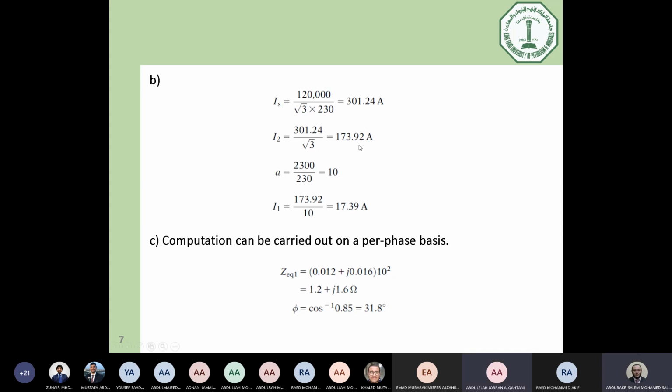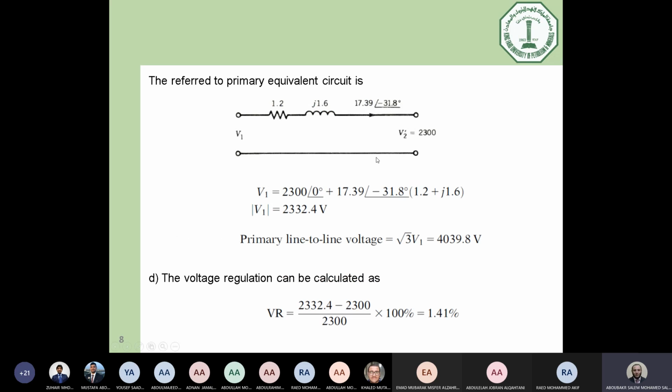Okay, guys? Yes, yes. So this is the current we need, and the angle should be obtained from the power factor. What is the power factor? 0.8 lagging, 0.85. Okay. So we can consider the angle equals cosine inverse 0.85, and this will be the angle of the current. As you can see, we consider the voltage of 2300 volts as reference.